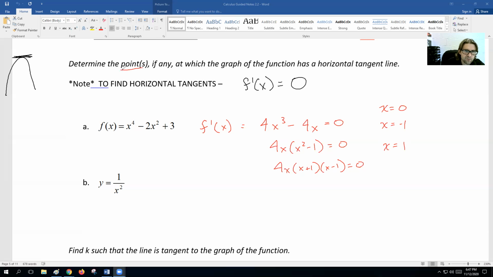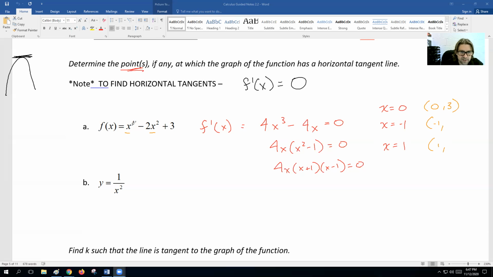Now it does say find the points. So after we find the x value, sometimes we just want to know the x value, sometimes we want to know the points. If it's finding the points, we want to figure out where these are on the graph. All right, so we're going to take those points and plug them back in. So let's plug 0 back into the original equation. 0 minus 0 plus 3, that'd be at 3.